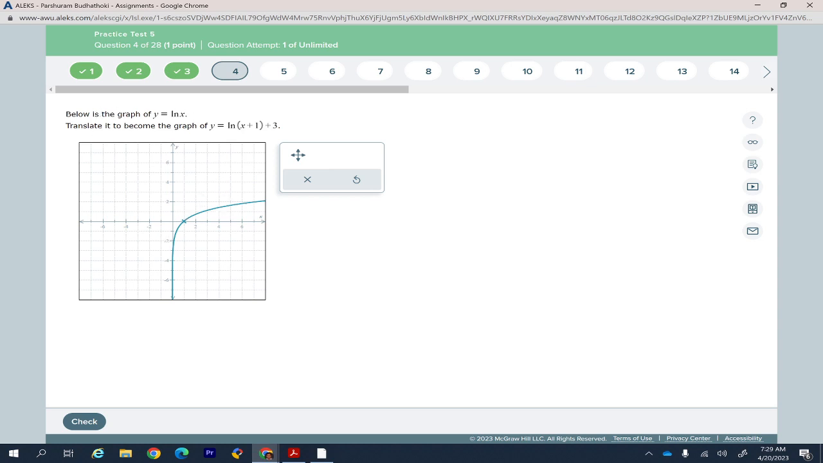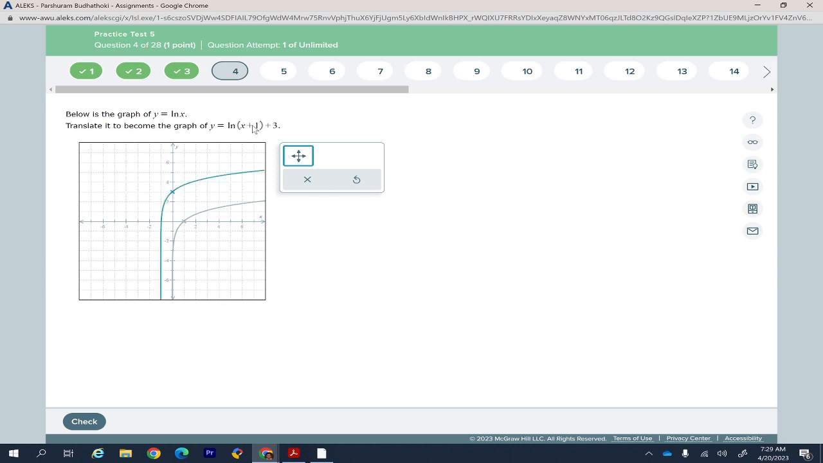Here is the graph of ln x. You would like to find the graph for ln of (x plus 1) plus 3. x plus 1 means the graph goes 1 unit to the left. And then plus 3 means everything shifts 3 units up. So it goes 1 unit left and then 3 units up.